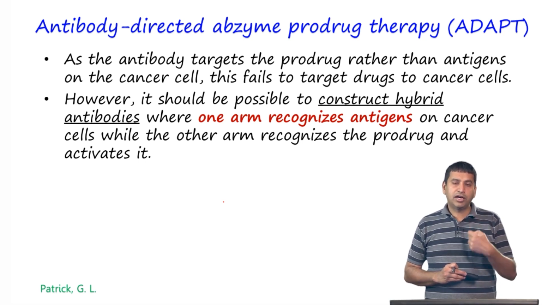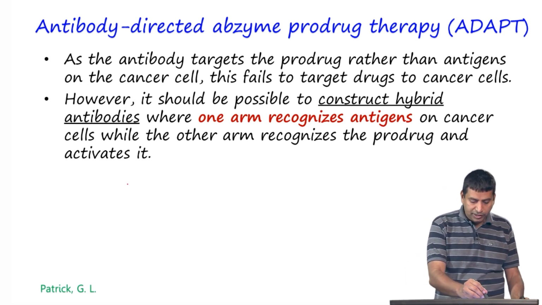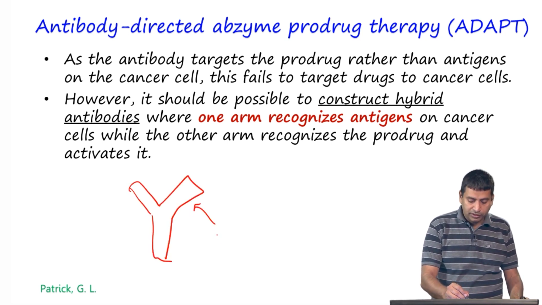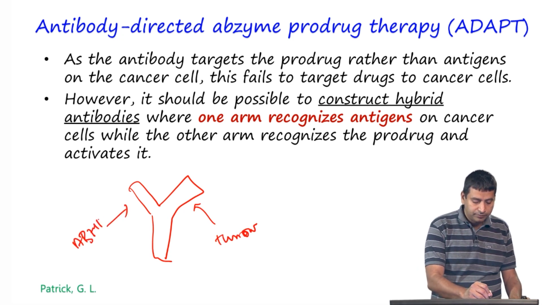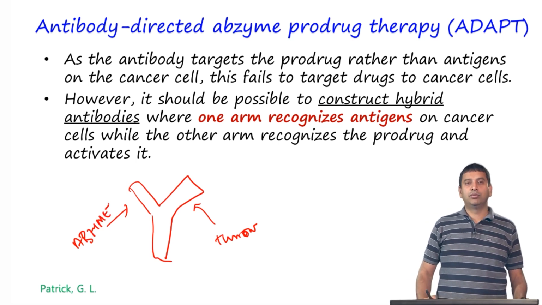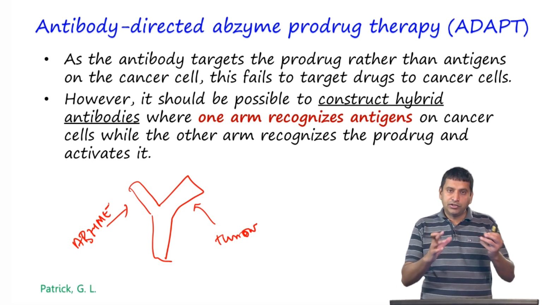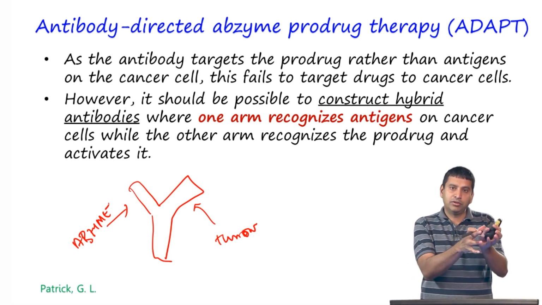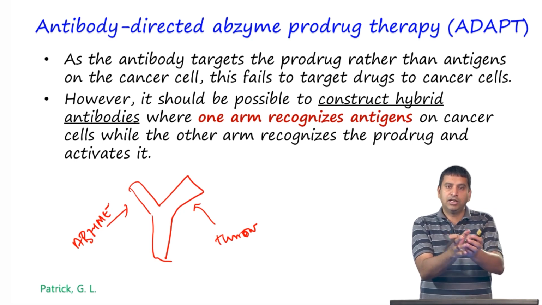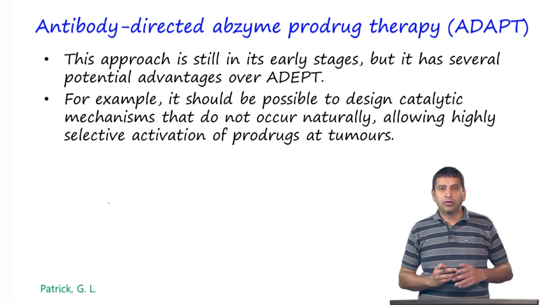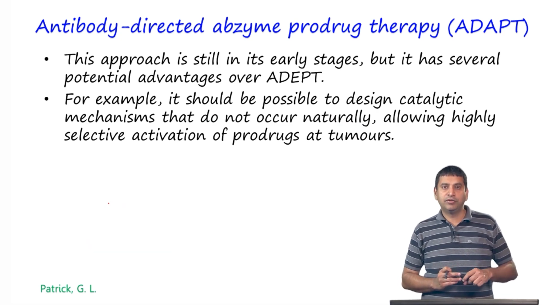However, if you construct a hybrid antibody, where one arm is going to be targeting the tumor and the other is going to be the abzyme, then this antibody goes and recognizes the cancer cells, and it also has the catalytic property which is going to activate the prodrug. Of course, this approach is still in its very early stages, but it has several advantages over ADEPT.